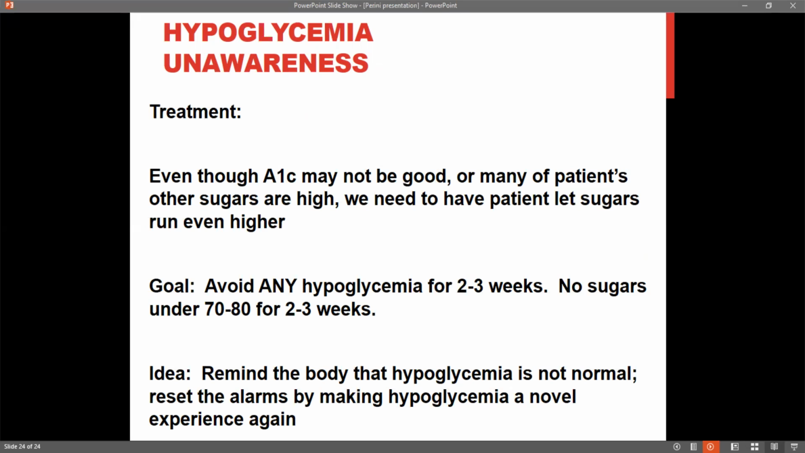And it doesn't help everybody. In fact, some people can never recover hypoglycemia awareness, but you can usually retrain people to notice it if you can avoid hypoglycemia for a couple of weeks. And then all the bells and whistles will start going off again at a much safer sugar level before they're at risk of dying from a low sugar and passing out and hitting their head in the shower or something like that. So next slide.